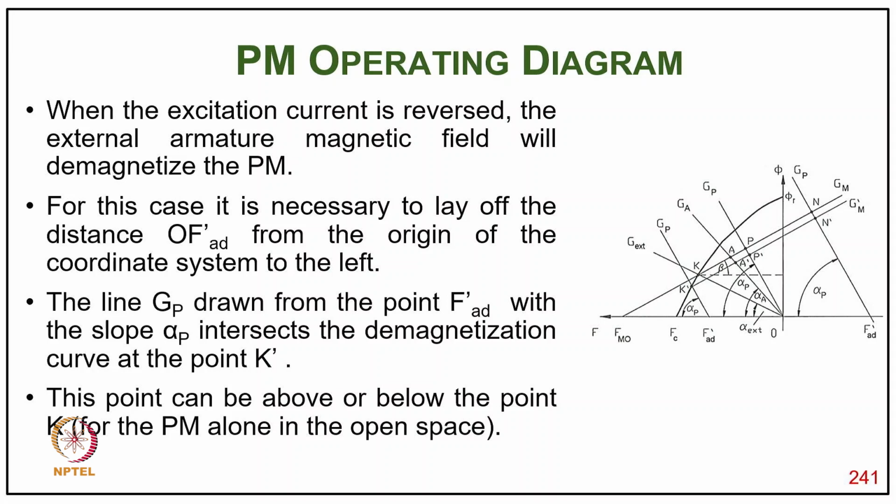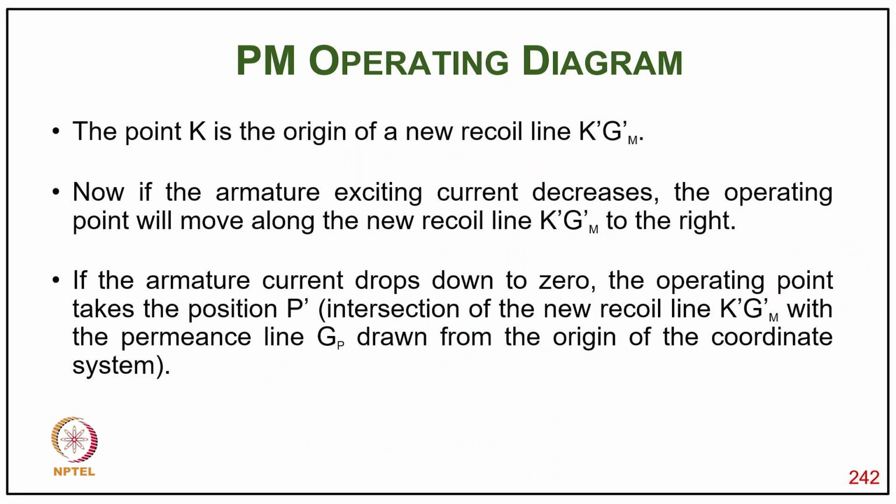So, when the excitation current is reversed, the external armature magnetic field will demagnetize the magnet. For this case, it is necessary to lay off the distance OF_AD from the origin of the coordinate system on the left, and the line G_P drawn from F_AD with the slope will intersect the demagnetization curve at the point K'. This point can be above or below the point K for the permanent magnet alone in open space. The operating point K' is the origin of a new recoil line K' G_m'. Now, if the armature exciting current decreases, the operating point will move along the new recoil line K' G_m' to the right.